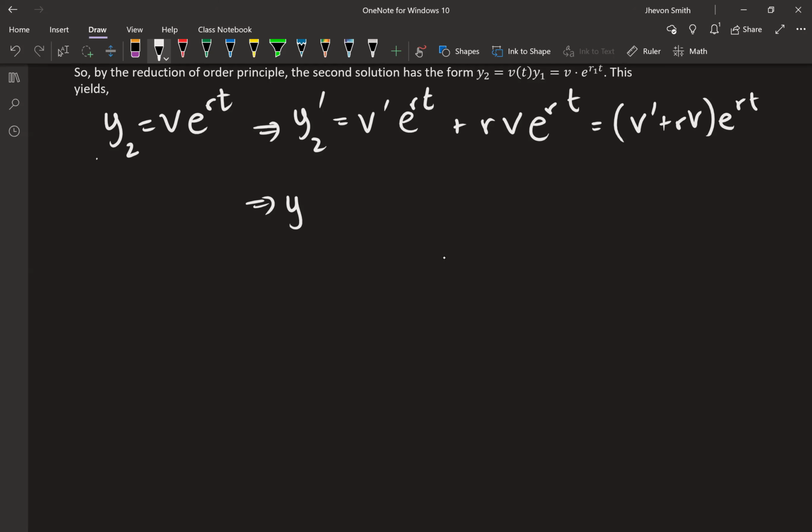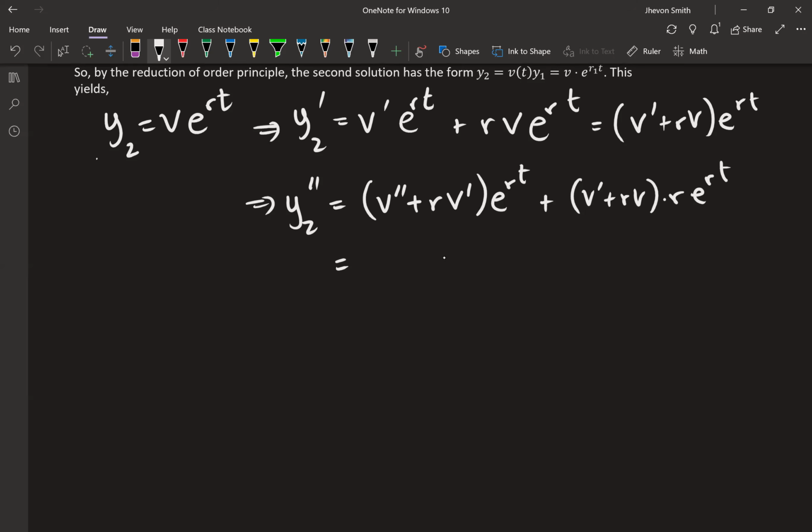This also means that if I take y2 double prime, I'm going to differentiate this by the product rule again. So differentiate the first part, leave the second part, plus leave the first part, differentiate the second part. This means that this is going to be v double prime plus r plus 1 v prime plus r, this is actually r squared.